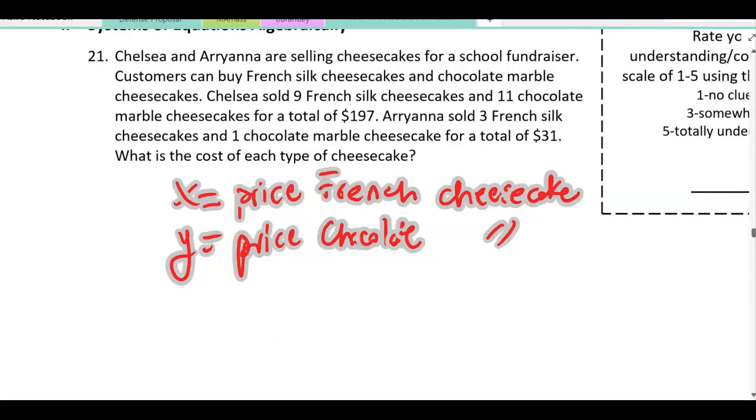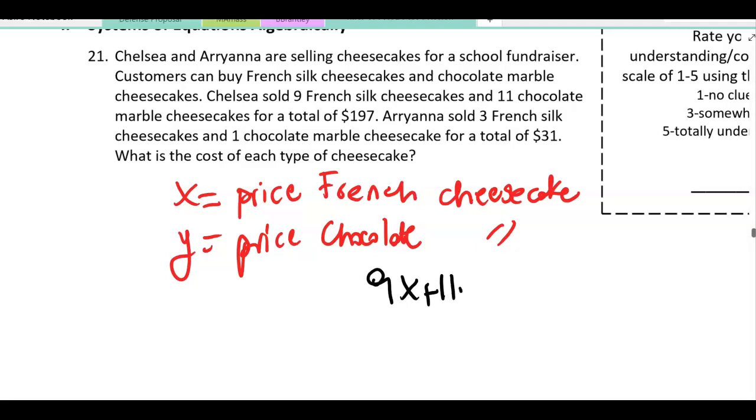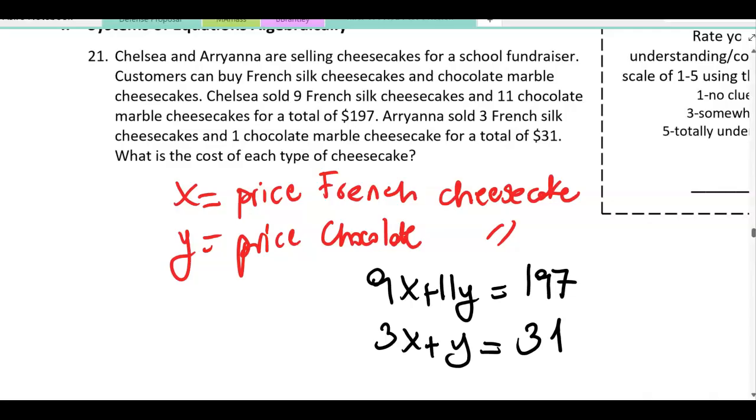So knowing that, now let's write it down. Chelsea sold 9 French cheesecakes and 11 chocolate cheesecakes for a total of 197. So the equation will be 9x plus 11y is equal to 197. And then Ariana sold 3 French and 1 chocolate, so that will be 3x plus y, and she made $31.